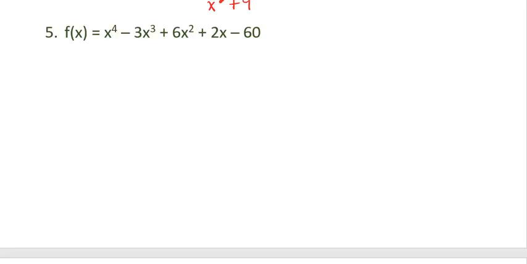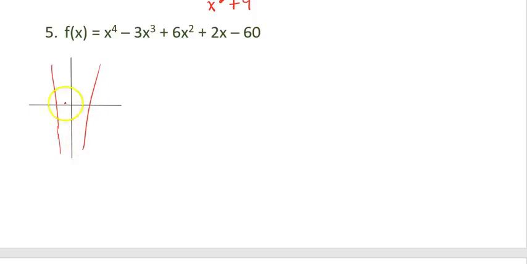Okay, so let's move on to example 5. Example 5 is another one that there's not an easy way to start, so I want to start by graphing this and seeing if I have any real zeros. So graph this in Y1 of your calculator and calculate any zeros that you see. Now, if you're in a standard window, you see something about like this.